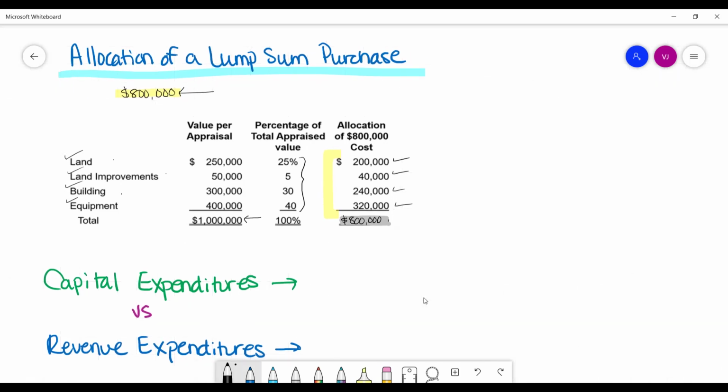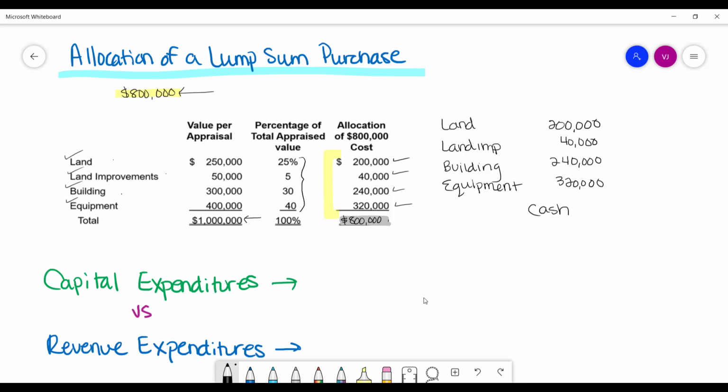So now we know, for example, that the land will go on the books at $200,000. So we would debit the land account for $200,000. We would debit the land improvements account for $40,000. We would debit the building account for $240,000. And lastly, we will debit the equipment account for $320,000. Let's assume this purchase was all in cash, so we're going to just credit cash here for the overall $800,000 of the purchase that we made. So that's what the entry would look like to record that $800,000 lump sum purchase that included a bunch of different assets.